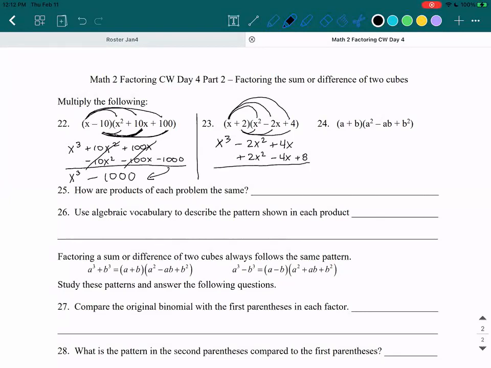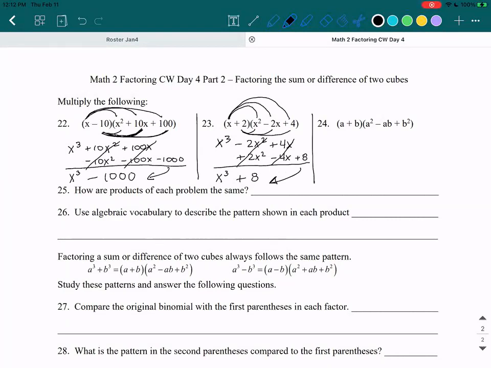Then you'll notice that the minus 2x squared and the 2x squared cancel, and the plus 4x and the minus 4x cancel. We will be left with x cubed plus 8. That 8, I just rewrote it there. Okay, and hopefully you are seeing a pattern. And in number 24, this pattern will be shown again to us.